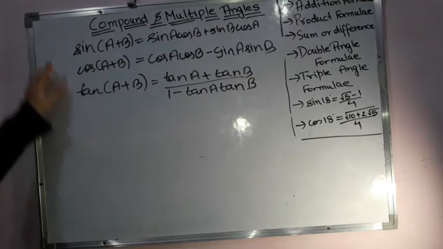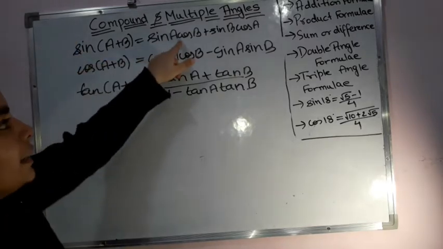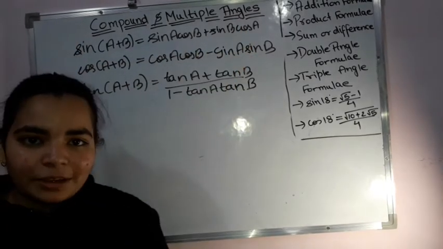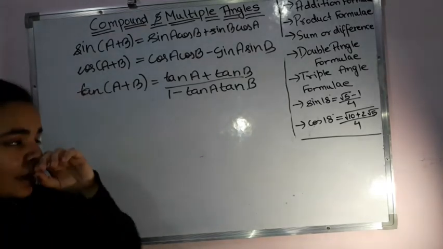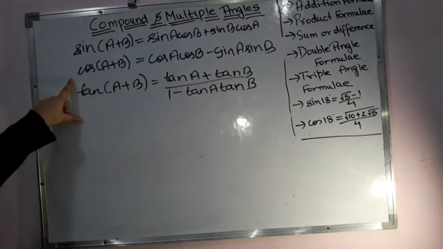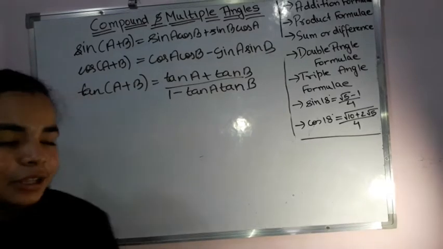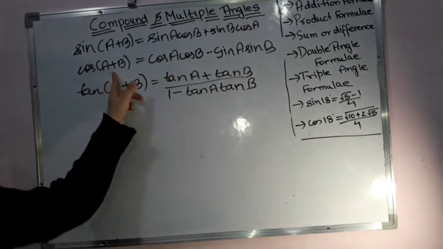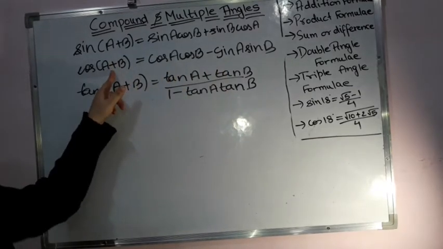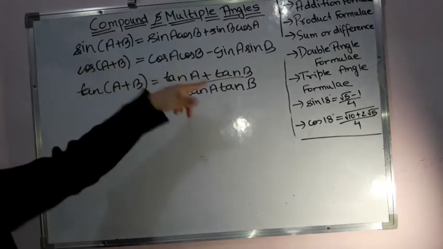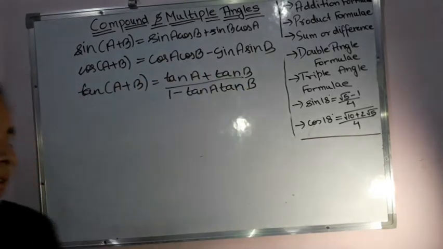Let us quickly see the first formula, that is of sine a plus b, and that is equal to sine a cos b plus sine b cos a. Another one that we have is for cos, that is cos a plus b, that is equal to cos a cos b minus sine a sine b. Please see, if it was plus over here, we were having a minus sign. That means if I was having a minus b, then this simply will become cos a cos b plus sine a sine b, just reversing the sign of it.